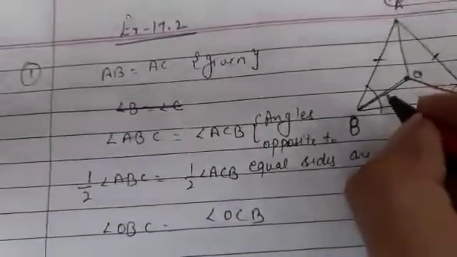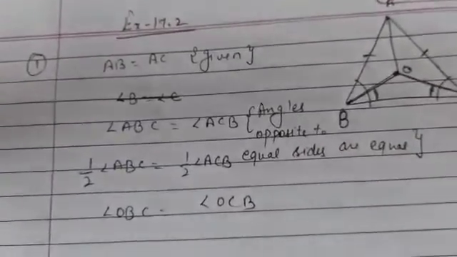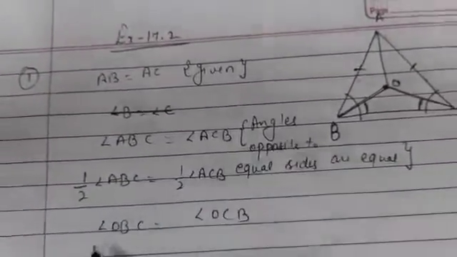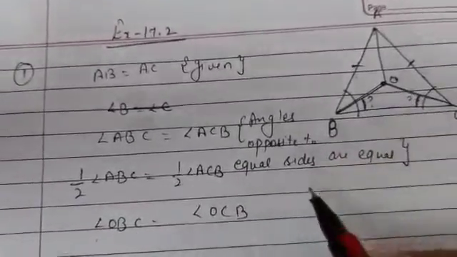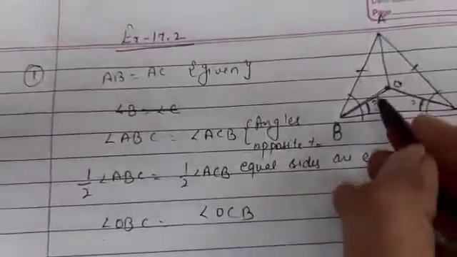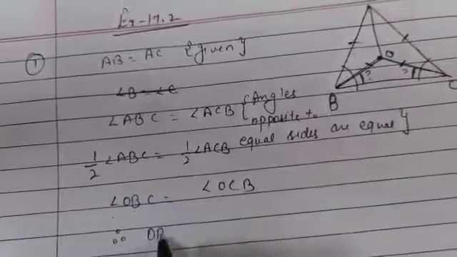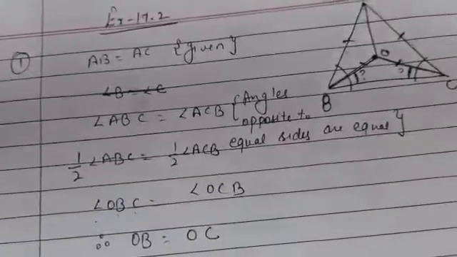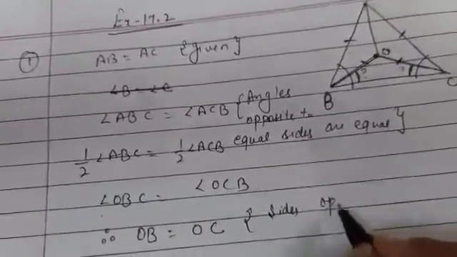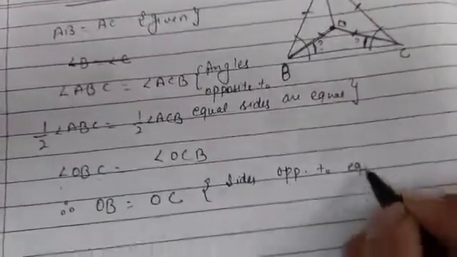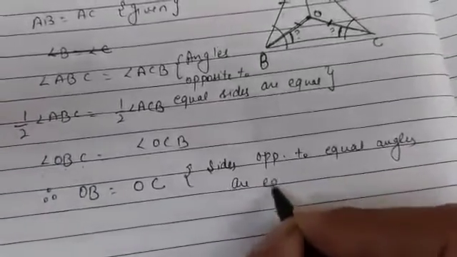Now see, this angle and this angle are equal. OBC means this angle, OCB means this angle, equal. If angles are equal, then this and this side will be equal. Therefore, OB is equal to OC. Reason same. Now write: sides opposite to equal angles are equal.